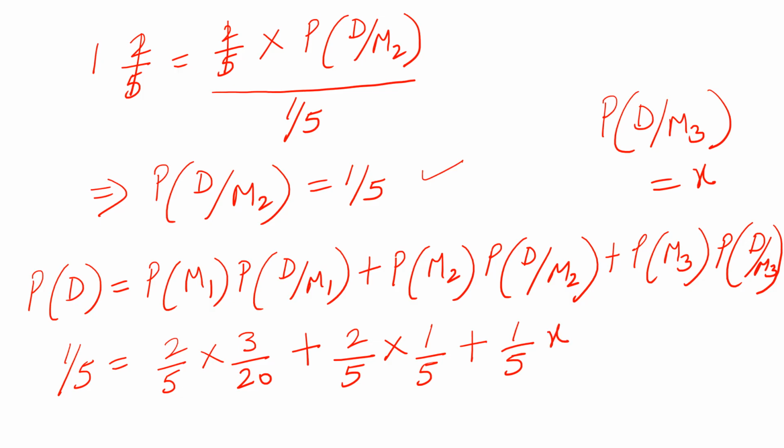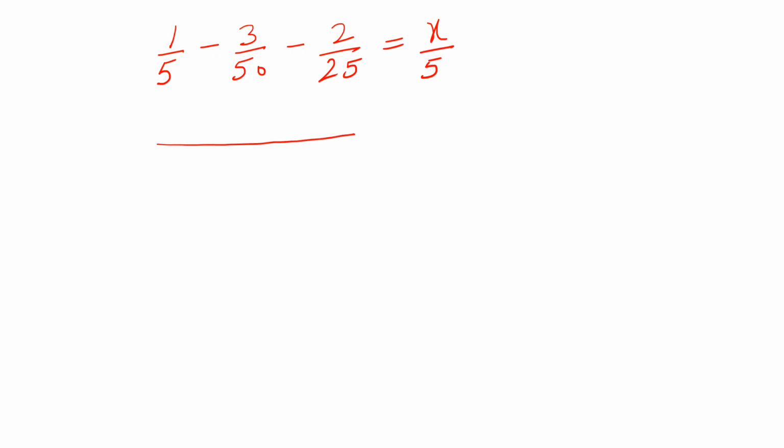Right? So now we have got a linear equation in terms of X. Now we'll solve this equation and get the value of X. Now students, this equation can further be written as 1/5 - 3/50 - 2/25 = X/5. Now just take the LCM of the denominators on the left hand side of this equation.